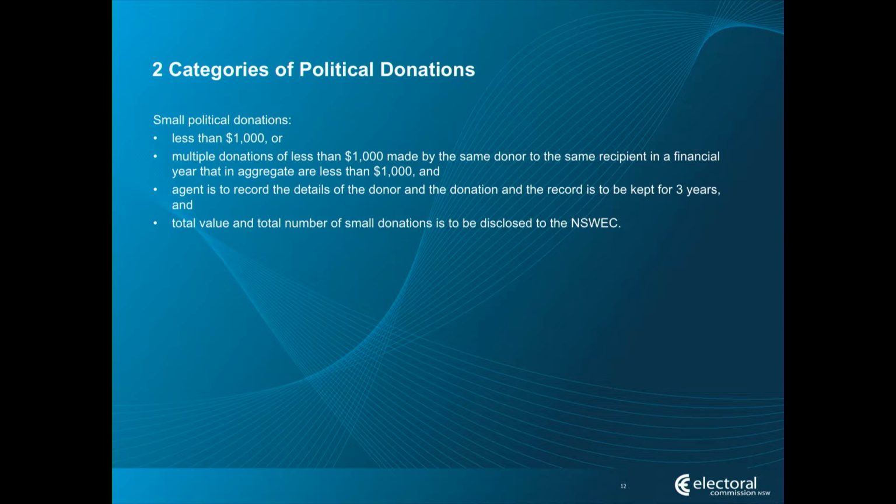There are two categories of political donations. The first is small political donations. They are less than $1,000 or multiple donations of less than $1,000 made by the same donor to the same recipient in a financial year that in aggregate are less than $1,000. For small donations, the agent is to record the details of the donor and the donation, and the record is to be kept for 3 years. And the total value and total number of small donations are to be disclosed to the New South Wales Electoral Commission.